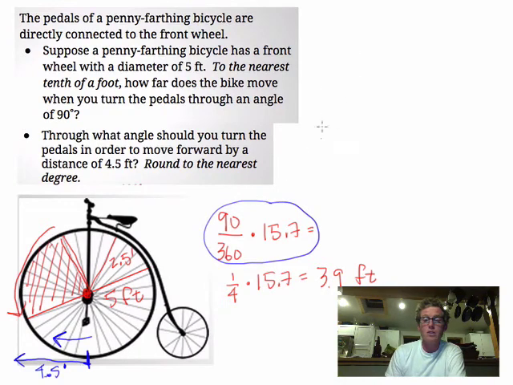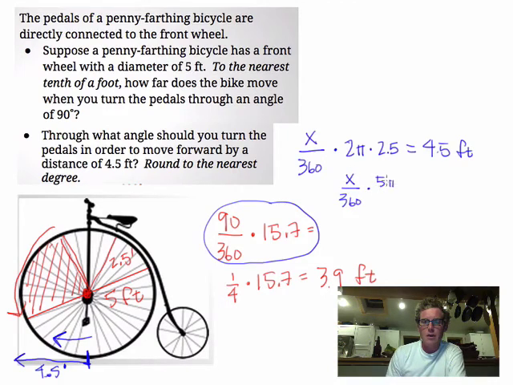Let's set this up the same way we did here, only we're going to use x degrees because we don't know how far we need to rotate. So I'm going to say x degrees over 360 times my full circumference. The full circumference is 2 pi times 2.5, and this whole thing is going to equal 4.5 feet. Let's do a little simplification. 2 times 2.5 gives me 5 pi. So I'll rewrite this as x over 360 times 5 pi equals 4.5 feet.